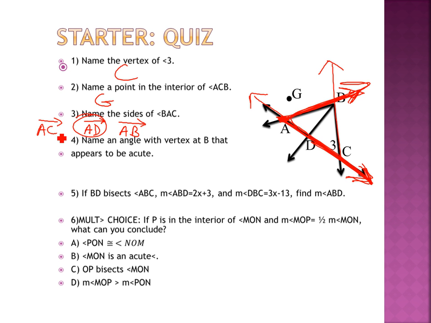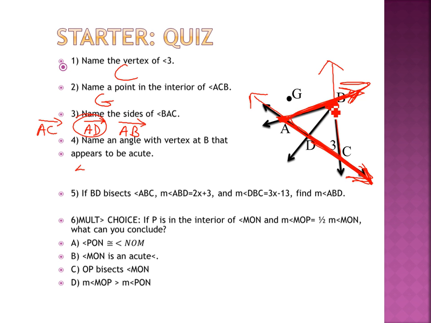Name an angle with vertex at B that appears to be acute. B is right here. So we want that as our vertex. What should be the first word that comes out of everybody's mouth this time? Angle. So we put the angle symbol down. Any angle that has its vertex at B needs to have B as the middle letter. So if you say QST, is that going to work? No, because we know B has to be the middle letter. So now name me an angle.